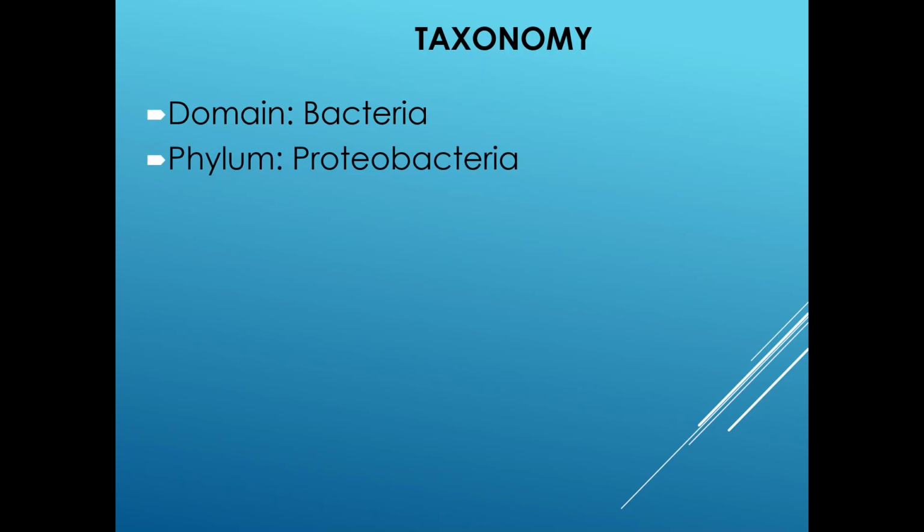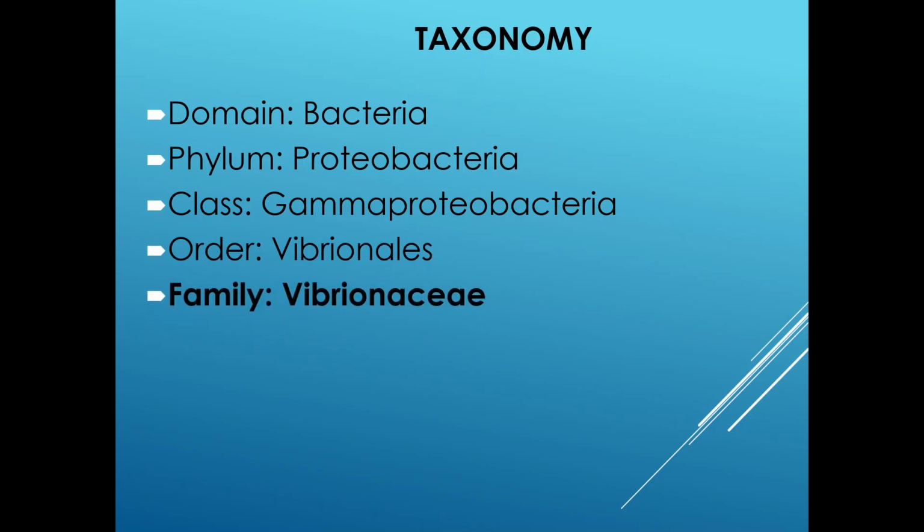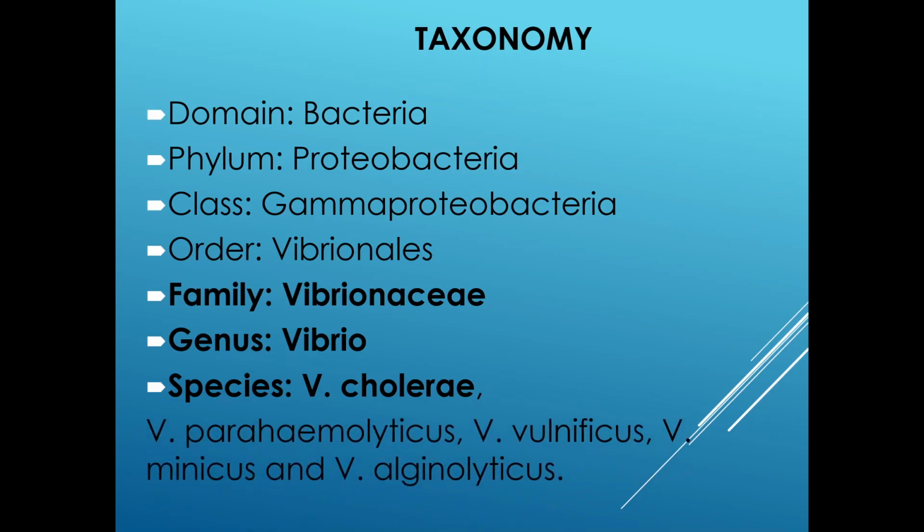Taxonomy: domain Bacteria, phylum Proteobacteria, class Gamma Proteobacteria, order Vibrionales. For us, important information is family Vibrionaceae, genus Vibrio, species Vibrio cholerae, which causes cholera disease. The genus Vibrio also includes other species: Vibrio parahaemolyticus, Vibrio vulnificus, Vibrio mimicus, and Vibrio alginolyticus.